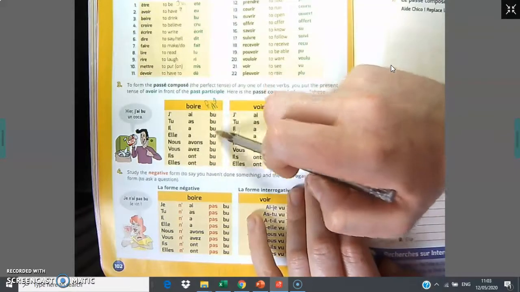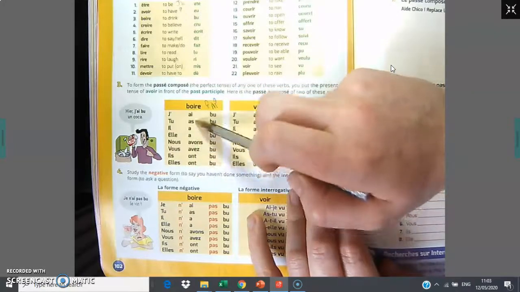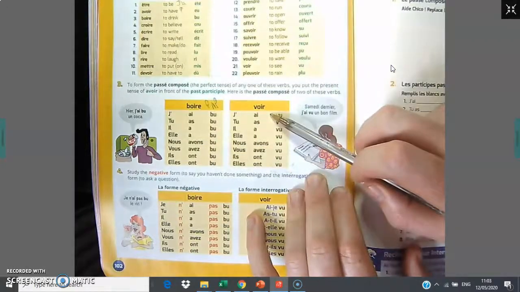So if you see here, look, the bu doesn't change at all. It's just the avoir bit for the different people. So that's the only thing that changes here. And it's the exact same here for the verb voir, to see.